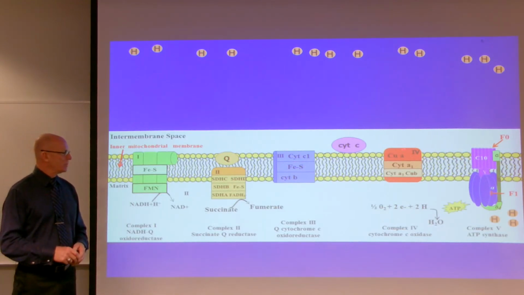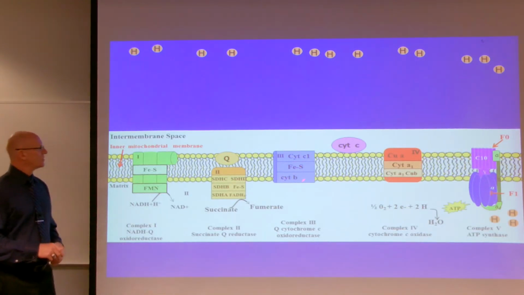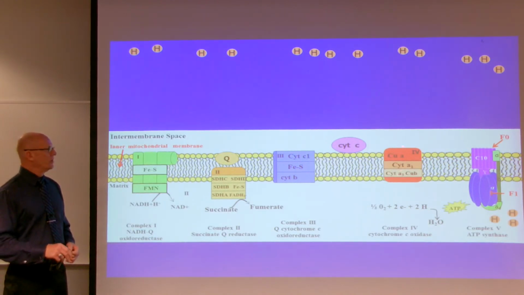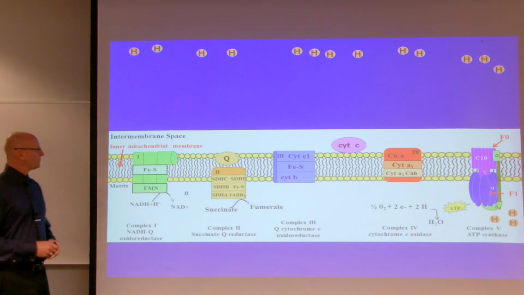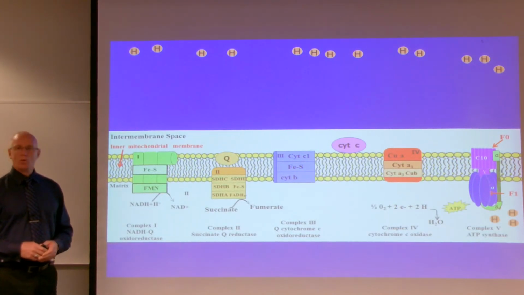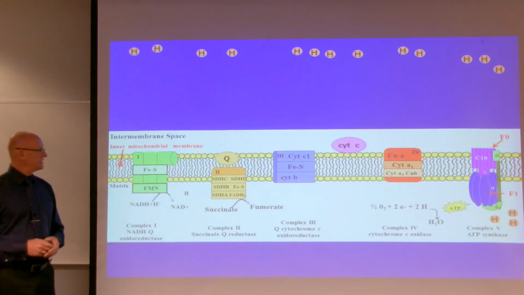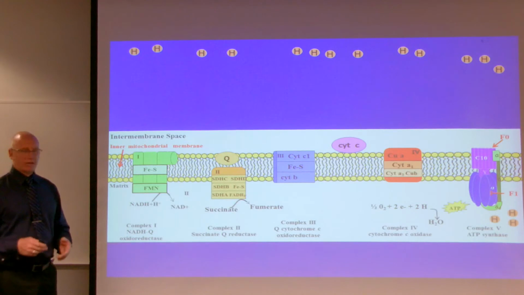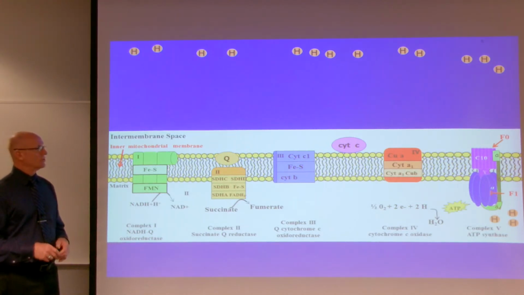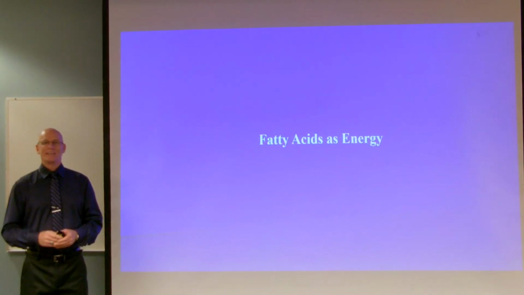complex 3, then complex 4. And so you get 4 hydrogen ions pumped through complex 3 and 2 pumped through complex 4. Now, that is why the NADH plus H will yield 3 ATPs, whereas the flavin adenine dinucleotide will only yield 2 ATPs because it has 4 plus 2, which is 6 hydrogen ions. Okay, fatty acids as energy.